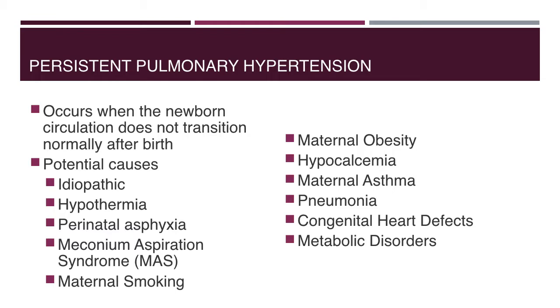I wanted to mention persistent pulmonary hypertension at this point. I don't believe it's actually in your book, but it's a very serious respiratory and heart defect. It occurs when the newborn circulation does not transition normally after birth. So in other words, the ductus arteriosus stays wide open. The foramen ovale doesn't close, so we have continuous mixing. Not only that, but we have other things going on. We'll talk a little bit about the pathophysiology on that.